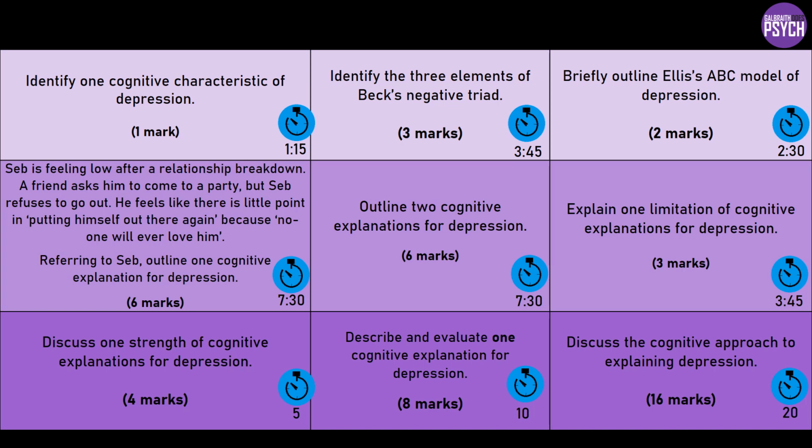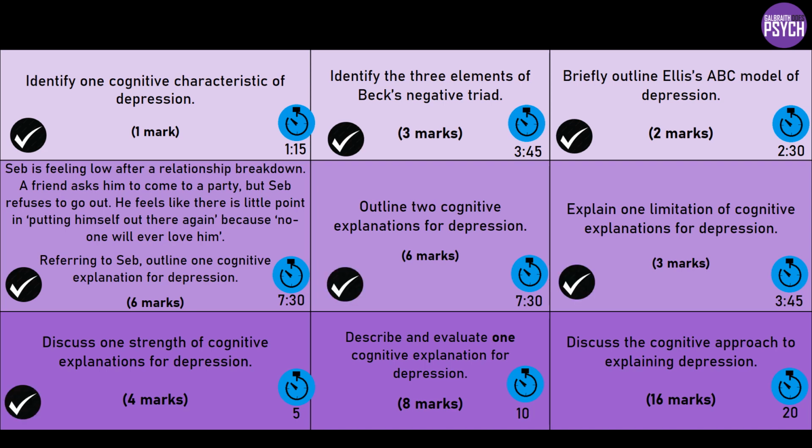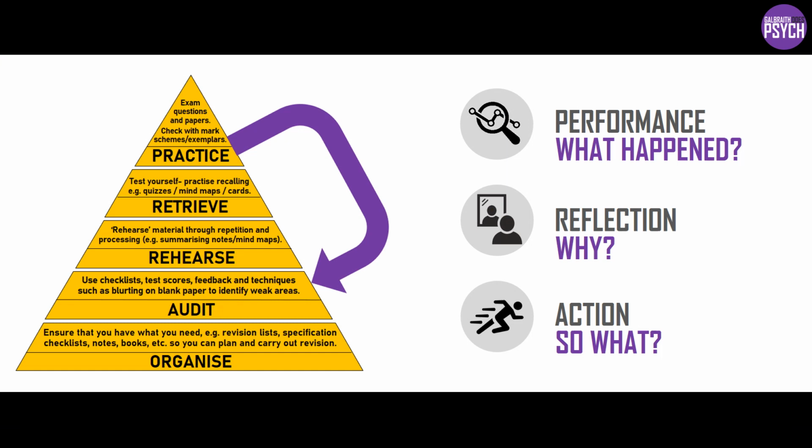So we've covered a little bit in terms of characteristics. We've covered the triad, we've covered the ABC model, we've done a bit of application skill there, AO2. We've also been looking at some evaluation, we've done some strengths and limitations, and talked a little bit about how you might tackle an essay. Okay, so what happened when you tried it? Why did that happen? And so what? What are you going to do next? How is this going to feed back into your future revision and planning?